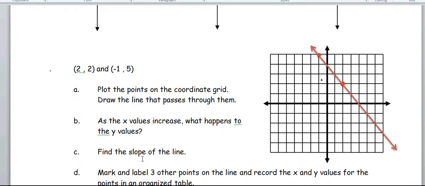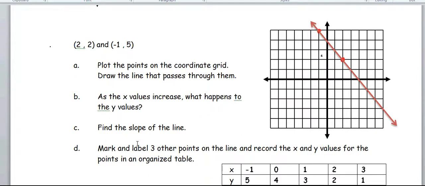As you see, I've already got our points plotted for number 1 here, and I've drawn my line. Letter B asks us, as the x values increase, what happens to the y values? If I look at the points that I've got, my x value increases. It goes from -1 here to 2 here. My y values are decreasing. So I can say they decrease.